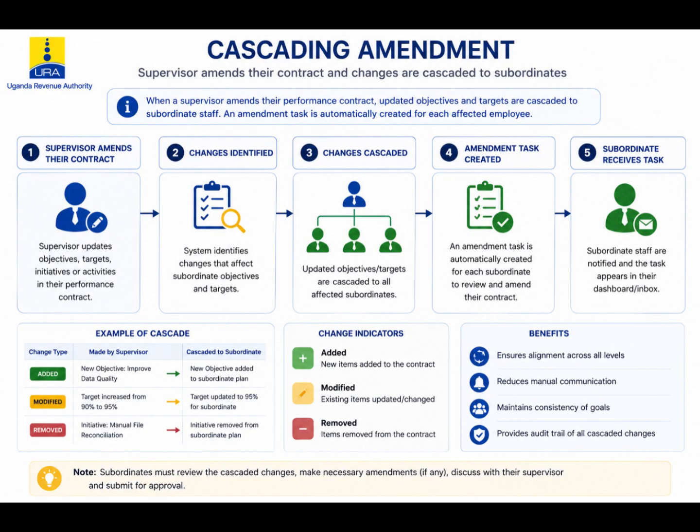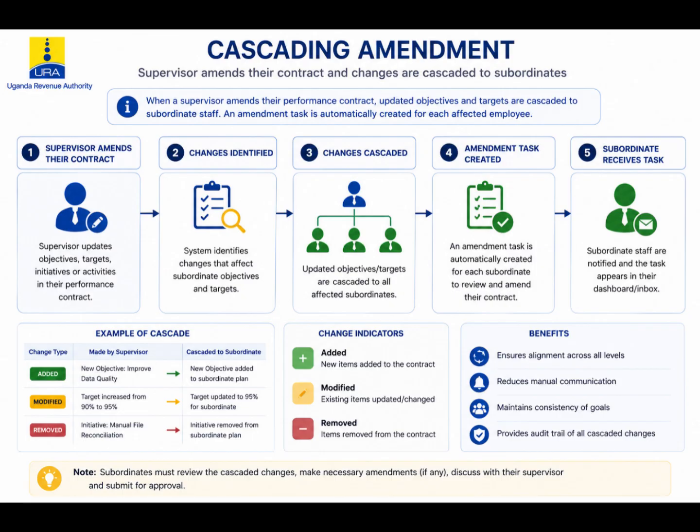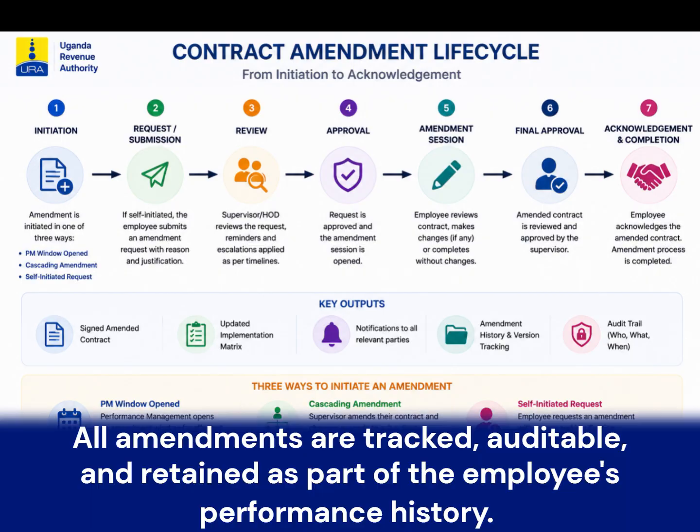In some cases, amendments are triggered by changes made at higher levels. When a supervisor amends their contract, affected objectives may be cascaded to subordinate staff, automatically generating amendment tasks. Contract amendments provide a controlled mechanism for updating performance commitments when circumstances change during the performance cycle.